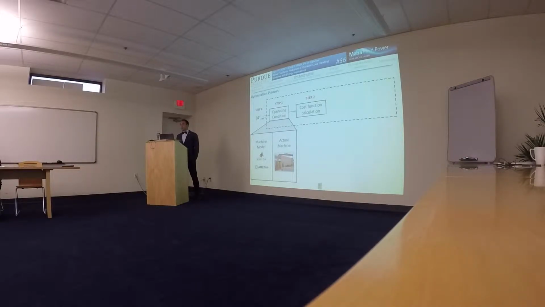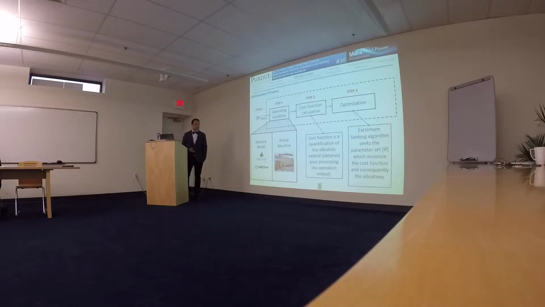In the second step, we have the cost function calculation. And the cost function calculation, as we will see later, is very important because it's a quantity which is representative of the oscillation content of the particular operating condition. And this is something we want to, for example, in my case, minimize. In the third step, we have the optimization itself, where we can use any algorithm. In our research, we used an extremum seeking algorithm, which is a gradient algorithm to optimize the parameters, meaning that we want to drive the operating condition to its minimum. In our case, it is minimizing the oscillations.